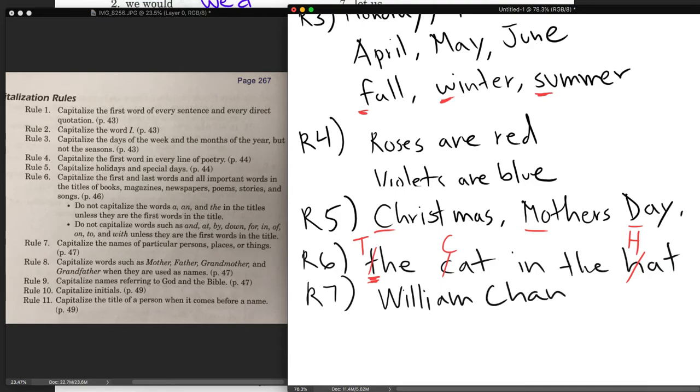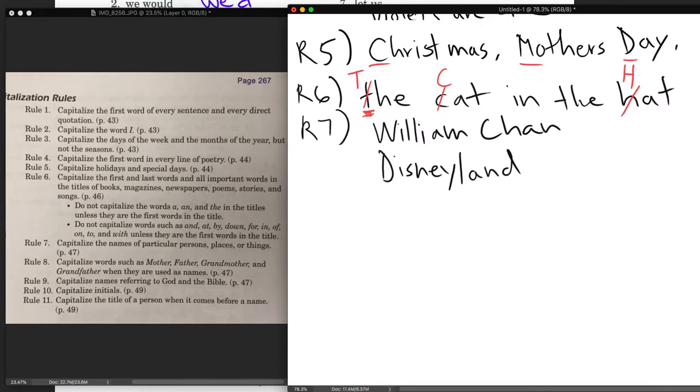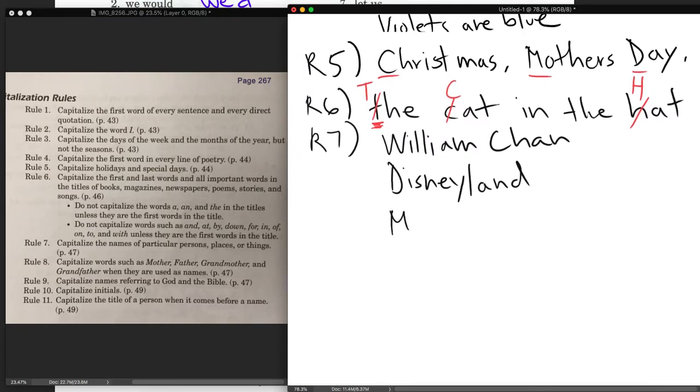Places, like Disneyland, need to be capitalized. Or names of things, like the name of a toy, maybe Monopoly. Monopoly is the name of a game. Monopoly, yeah, so that needs to be capitalized. But things like board games, you do not need to capitalize because that's not the name of a thing.